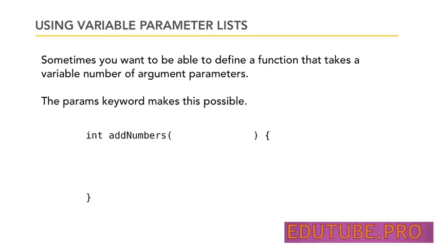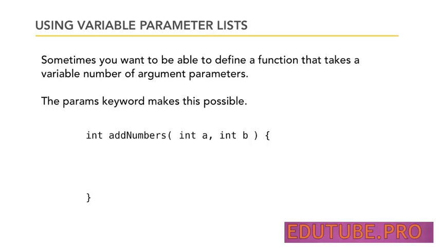Suppose I have a function that added a bunch of numbers together. Now, I could add a whole bunch of numbers, but the problem is, without using variable parameter lists, I'd have to have a fixed number of parameters. So, for example, I could supply two integers in this case, a and b. But what if I wanted to add 3 integers, or 4 integers, or some unknown number of integers?